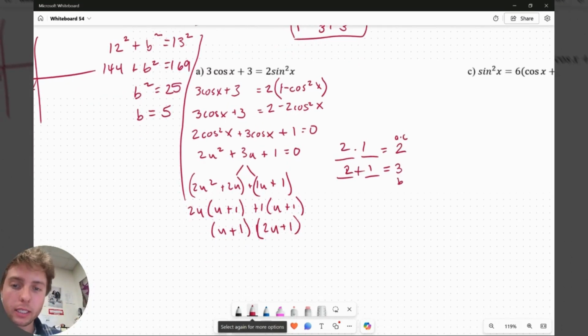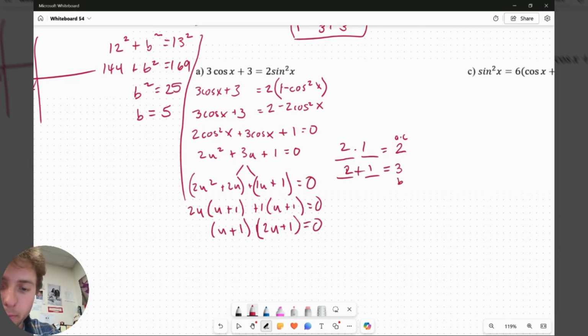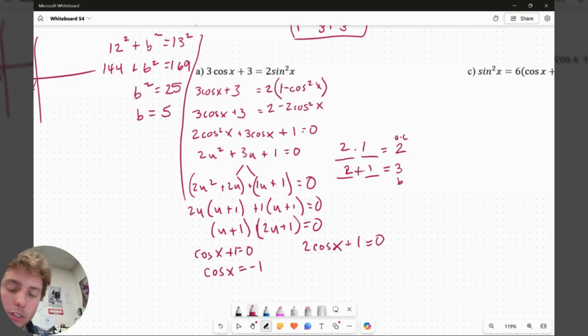So, okay, we have our factored form. We said u in this case was cosine. So if I set both factors equal to 0, that could look like this. Cosine x plus 1 equals 0. 2 cosine x plus 1 equals 0. Solve both of these. Find the angle that allows cosine to be equal to -1. What angle makes cosine -1? Well, that would just be at pi. So x equals pi.